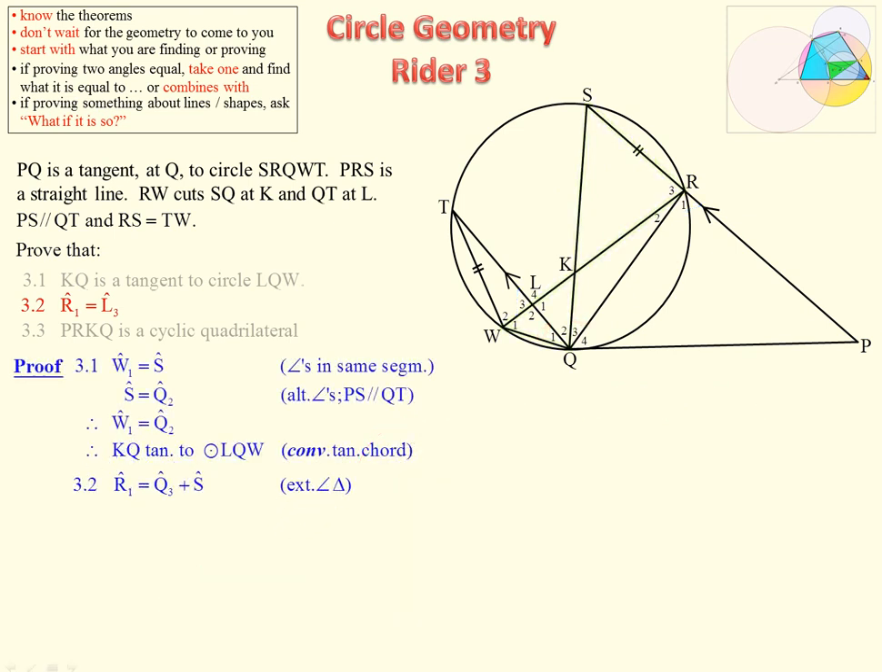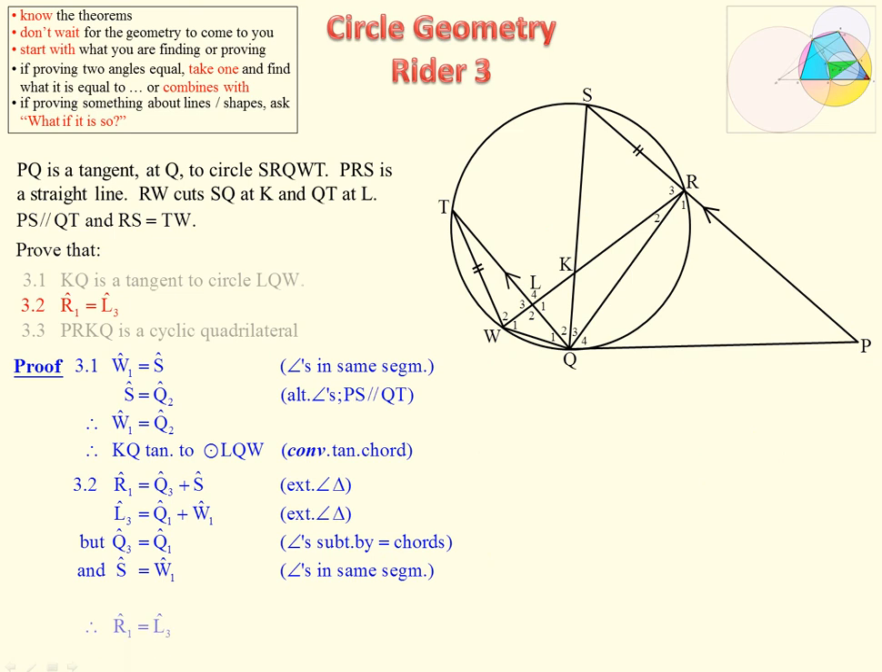R1 equals Q3 plus S. L3 equals Q1 plus W1. But Q3 equals Q1, angles subtended by equal chords, or angles in equal segments. And S equals W1, angles in same segment. Therefore, R1 is equal to L3. Proven.